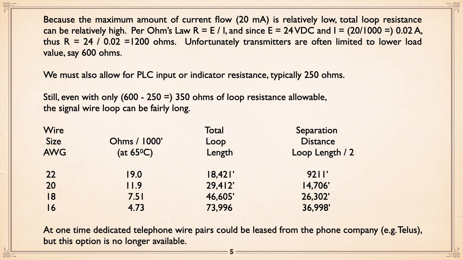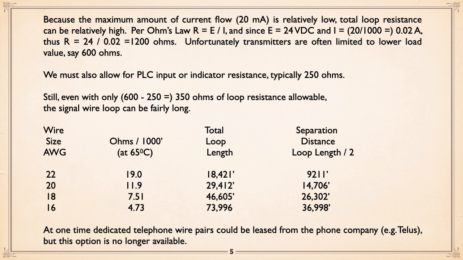Now, because the maximum output of current is only 20 milliamp, which ain't much, total loop resistance can be relatively high. For Ohm's law, if we're operating at 24 volt DC, and I is 0.02 of an amp, which is 20 milliamp, resistance can be as high as 1200 ohms. However, transmitters often are limited to lower power values, say 600 ohms. So we must allow for PLC input and indicator to another 250 ohms. We end up with about 350 ohms of loop resistance allowable.